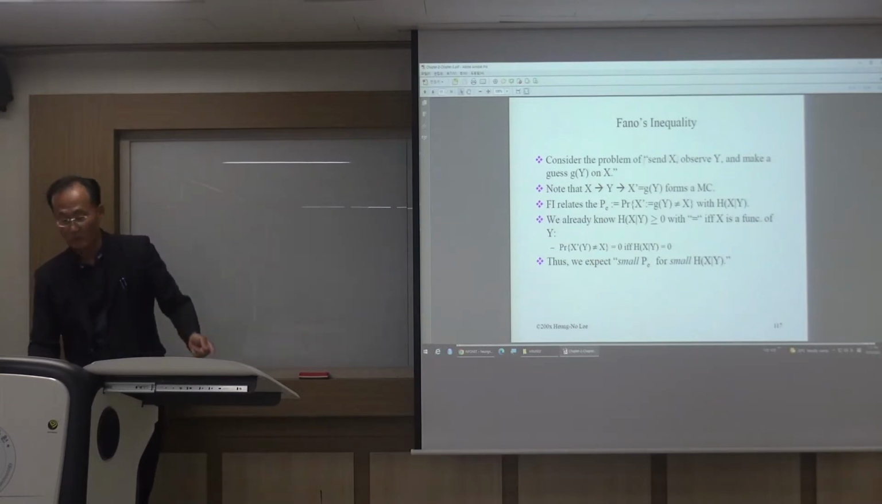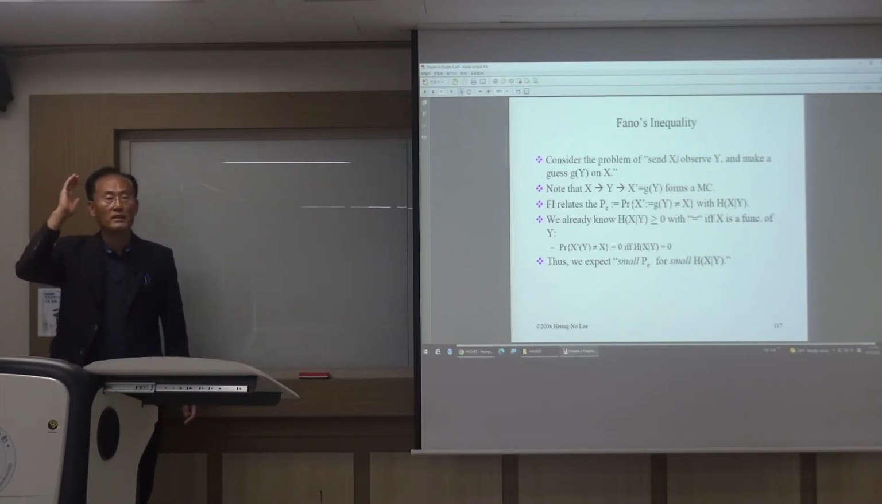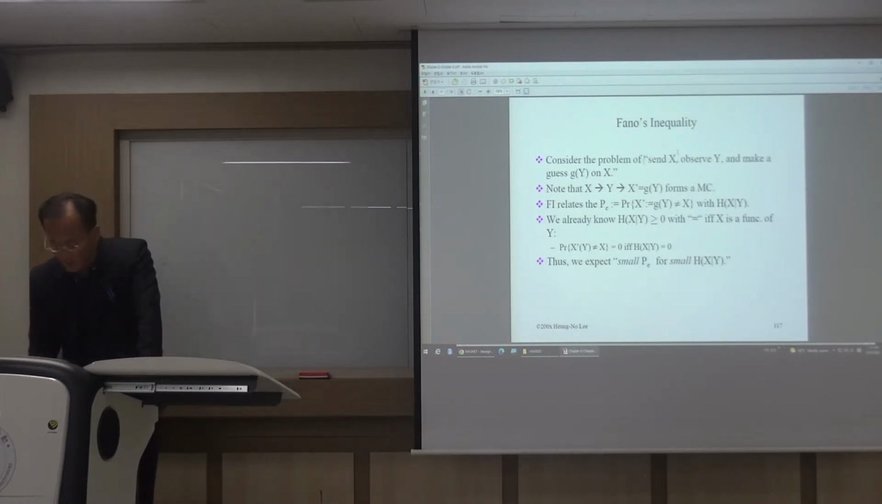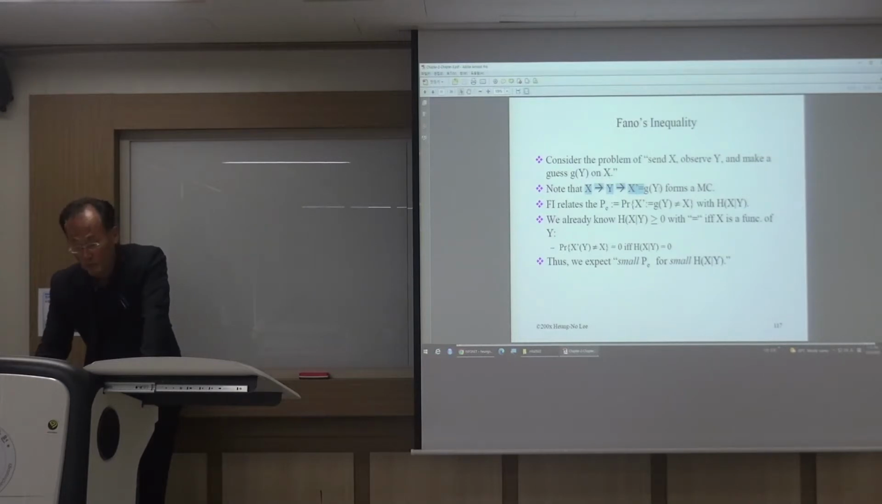Send X, receive Y. Now you want to make an inference about X. Imagine that, okay? So send X, you make an observation, and then you do some signal processing, that is G of Y. So we have a Markov chain from X to Y to X prime. X prime is basically G of Y. This could be a deep neural network, for example.